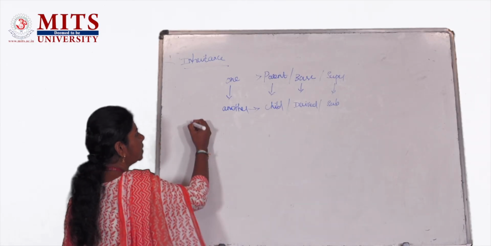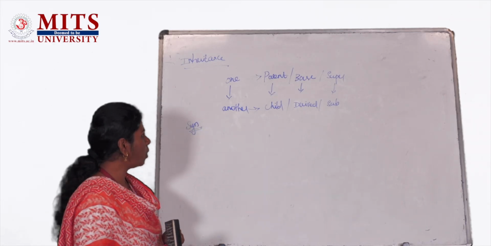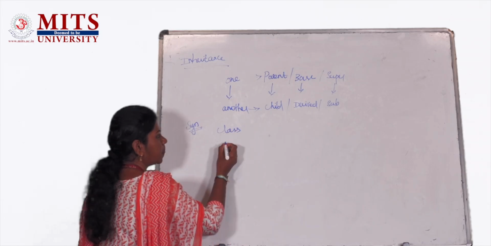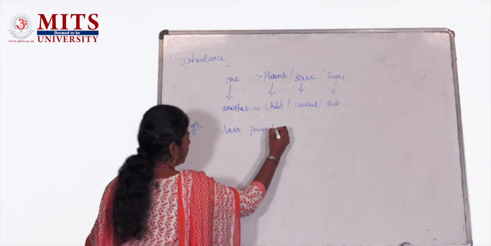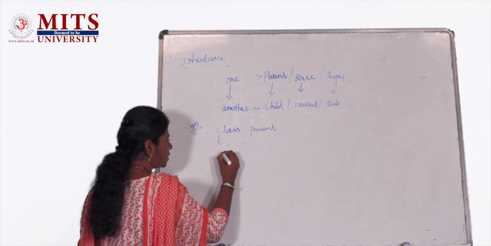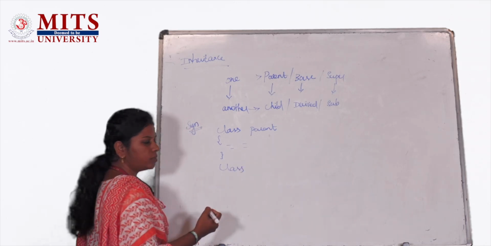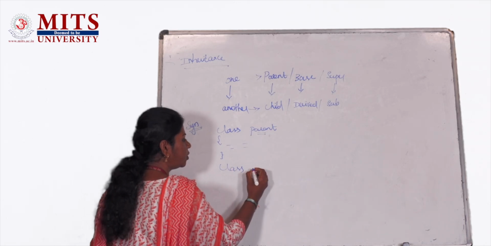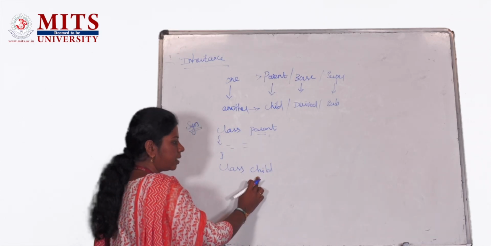I will write the syntax of inheritance. To write the syntax, first we have to declare a class followed by the class name. Maybe our class name is Parent. Next, some statements should be there. After that, we have to write our subclass. Here I have used Parent, so I have to use Child. So class followed by the class name.